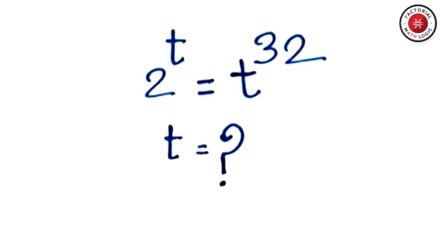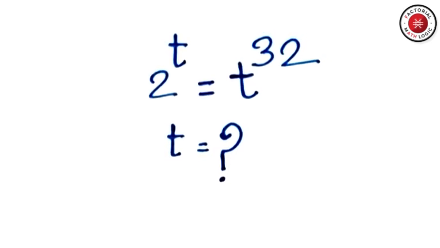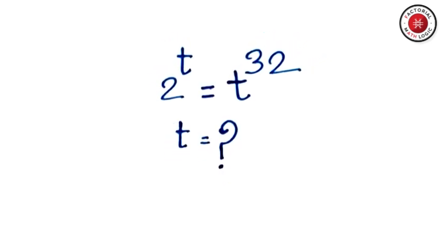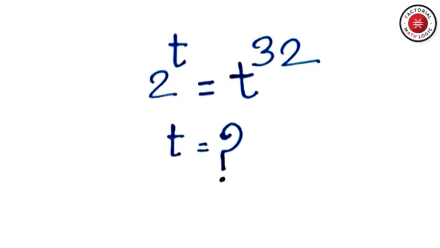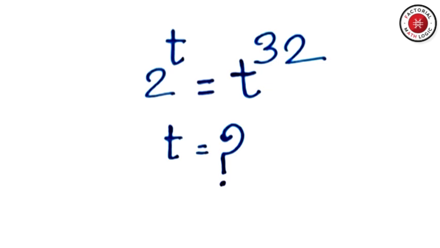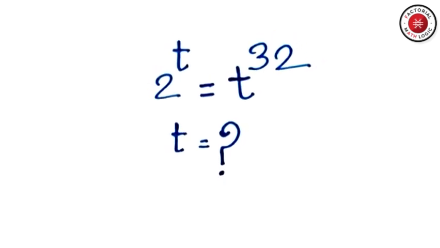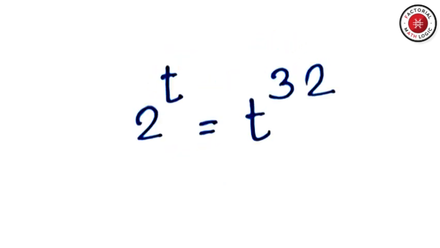Today, we're going to solve a very interesting and viral Math Olympiad question based on exponents. The question is, 2 raised to the power of t is equal to t raised to the power of 32. We need to find the value of t. Let's start solving this step by step.